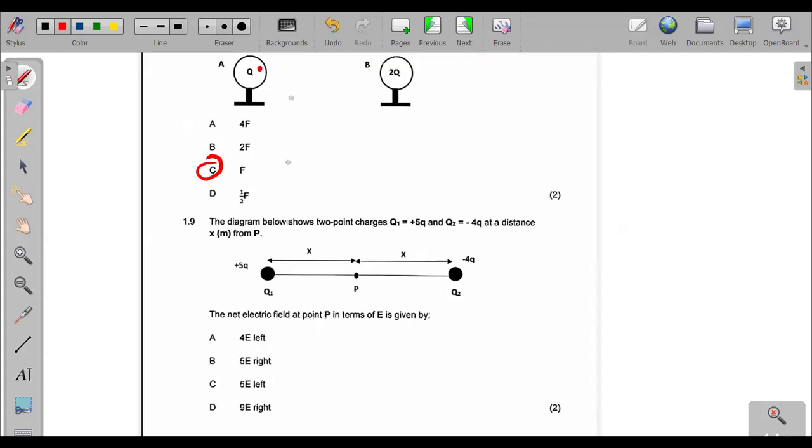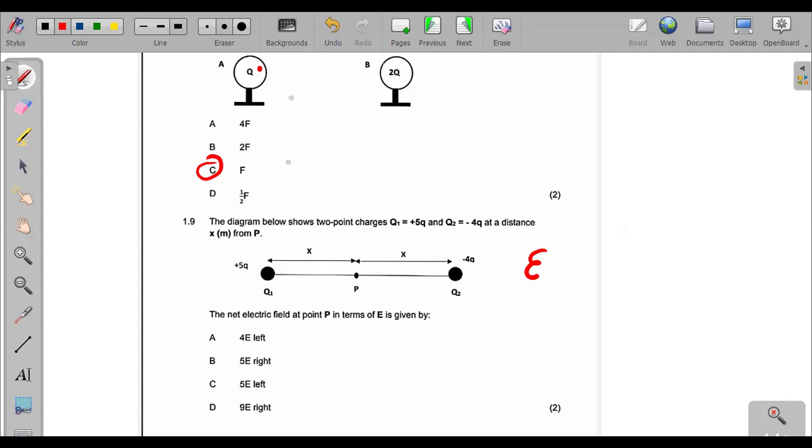Okay, let's go to 1.9. So we are answering 1.8 is C. I was just digressing to explain something else totally different. Don't mind. 1.9: the diagram below shows two point charges, Q1 of positive 5 coulomb and Q2 of negative 4 coulomb, at a distance X from P. The net electric field at point P in terms of E is given by... We might want to trace our steps to see how, in the first place, we calculate the electric field.